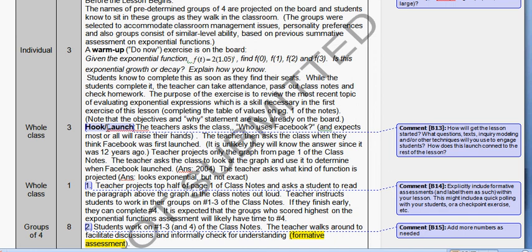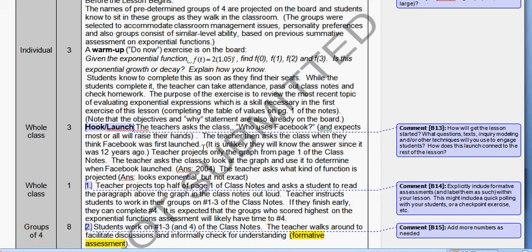So the hook or launch in this first lesson plan was that the teacher would ask, who uses Facebook? And of course expect that most of them would raise their hands. And then the teacher asked the class when they think Facebook first launched. And it's unlikely they'll know the answer since this was 12 years ago. And now that would be a cute little way of just then, now this teacher could project only the graph from page 1 of the class notes, and the teacher asked the class to look at the graph and use it to determine when Facebook launched. So they can use the graph, so you're reading the graph to find the answer.